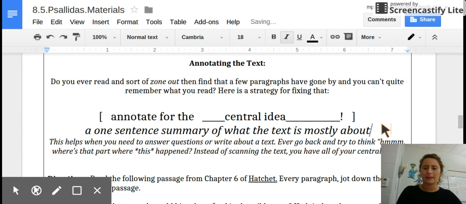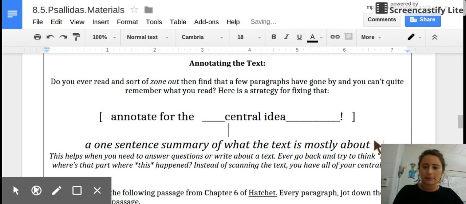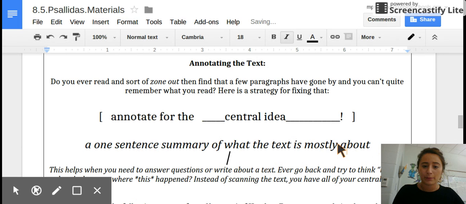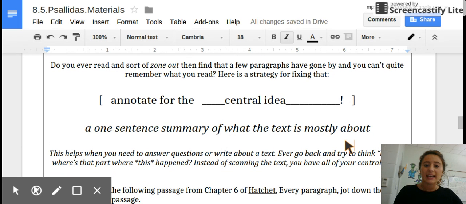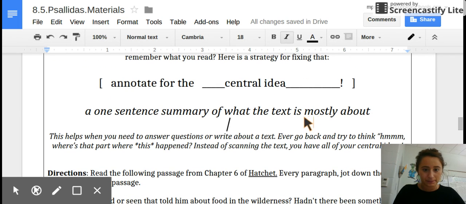So it's kind of like an objective summary, but the difference is an objective summary is like 3 to 5 sentences. A central idea is even quicker. It's just one sentence always.